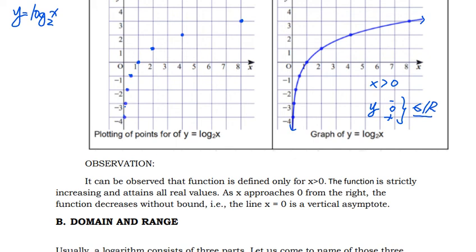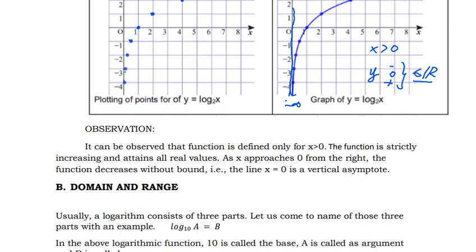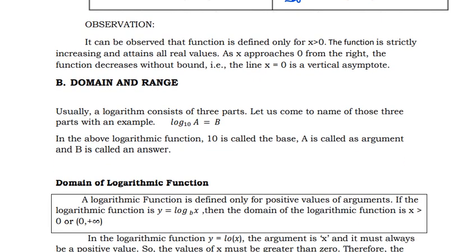So as x approaches 0 from the right, the function decreases without bound to negative infinity. Why? Because this is our asymptote. An asymptote here is our fixed line that is x equals 0. It is our vertical asymptote. So let's define first the domain and range.